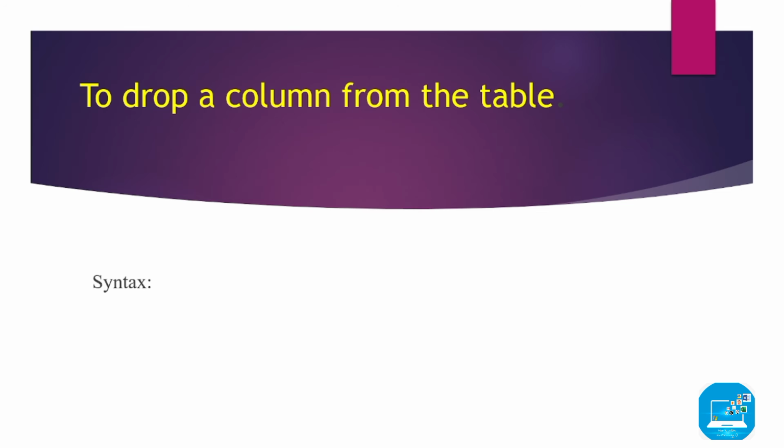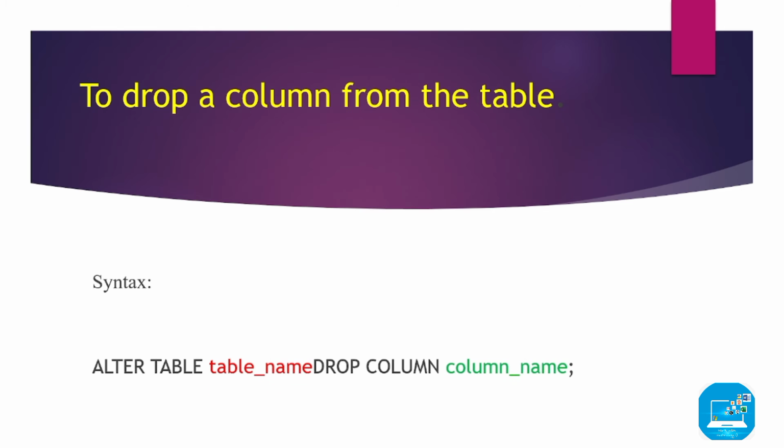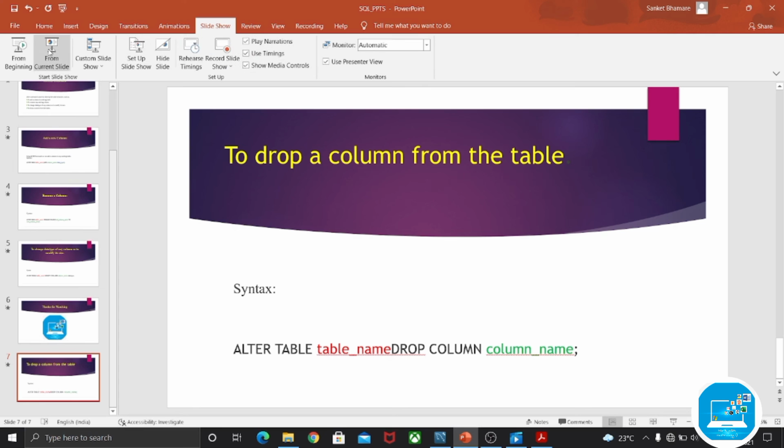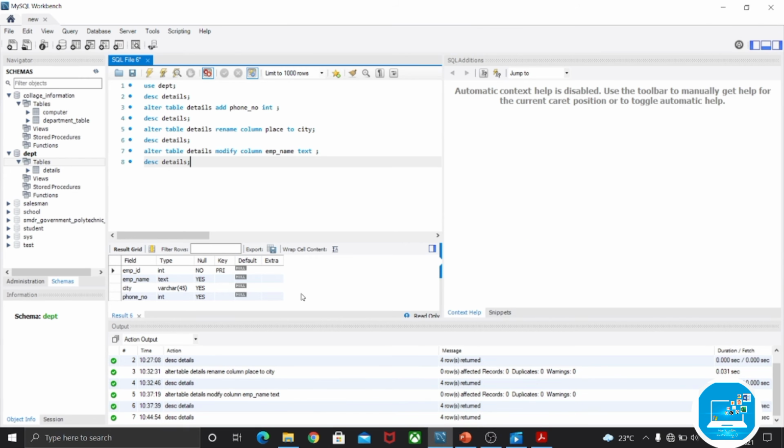Now the last one is to drop a column from the table. We can also drop a column using this syntax: alter table, table name, drop column, and the column name which you want to drop. So now let's also do it practically. Here I want to drop this column, phone number.